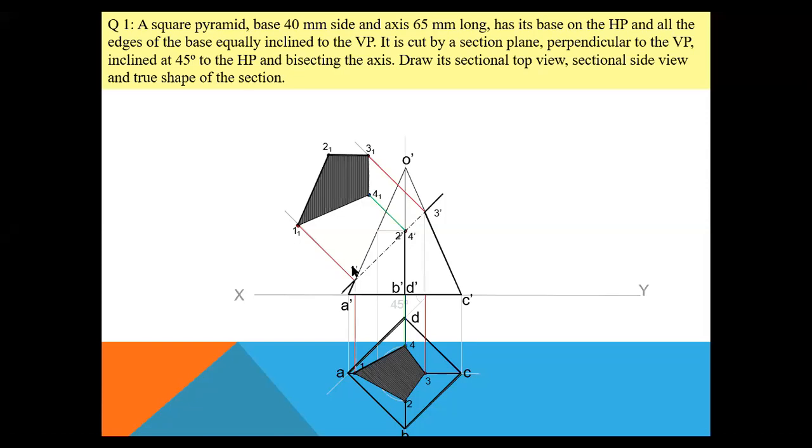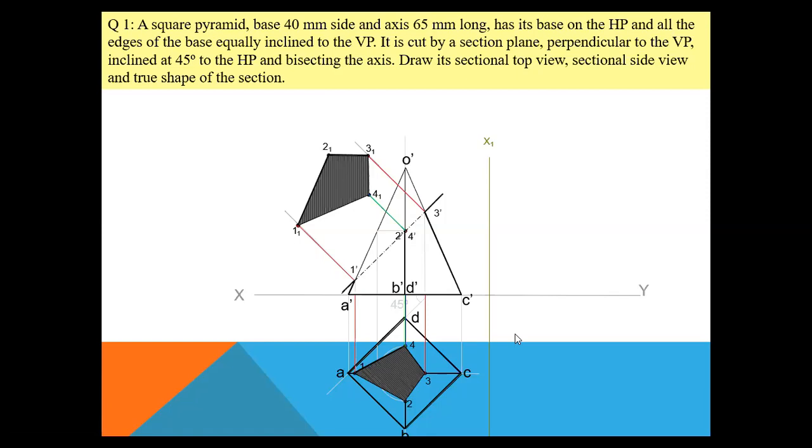Fine. So far, we have completed the true shape of the section as well as the sectional top view and the sectional front view. Next, I need to get the sectional left hand side view. In order to get that, first of all, I need to get the normal left hand side view. For that, first and foremost, I need to draw this vertical reference line, that is the x1 y1 line.